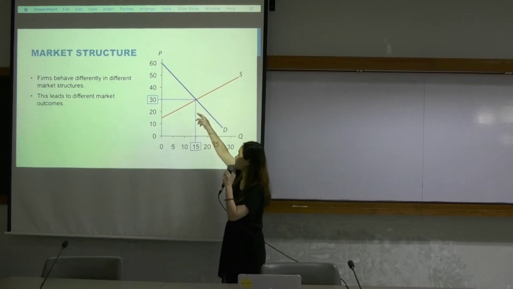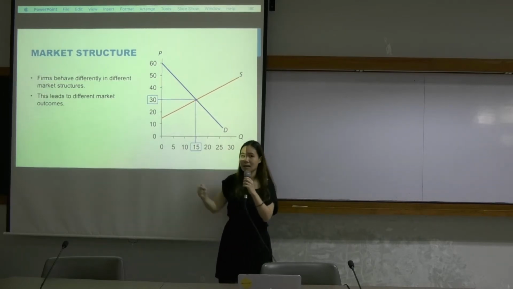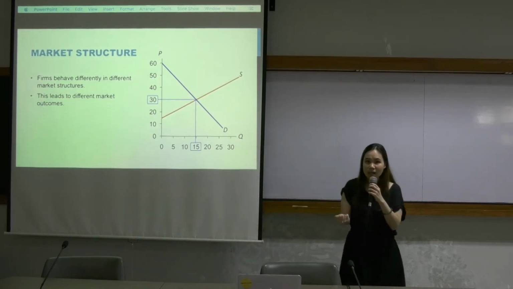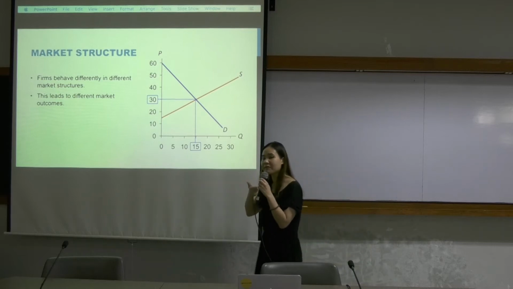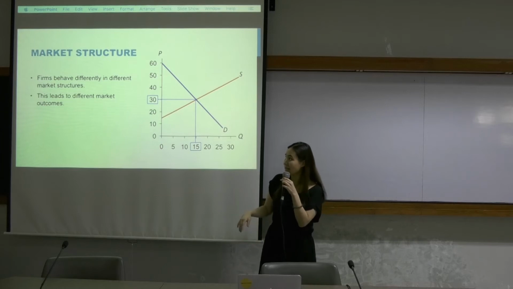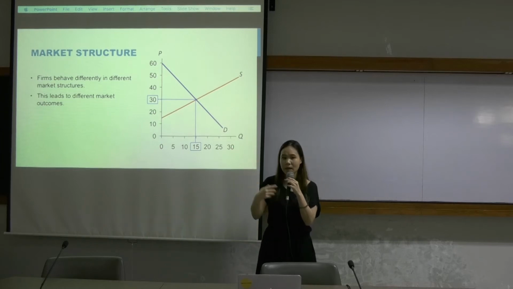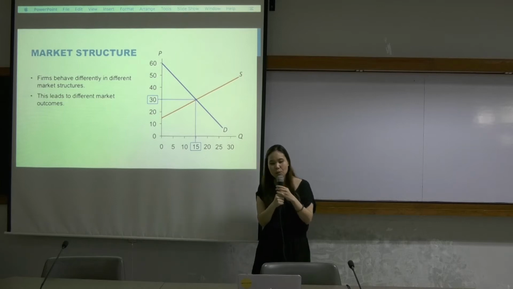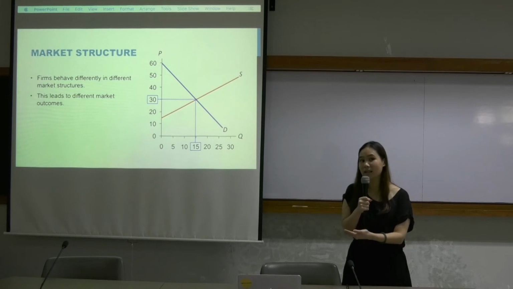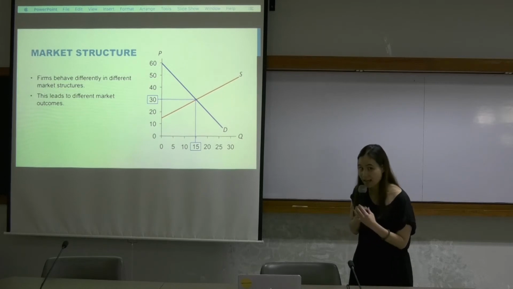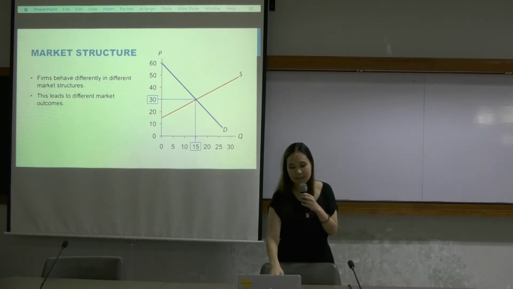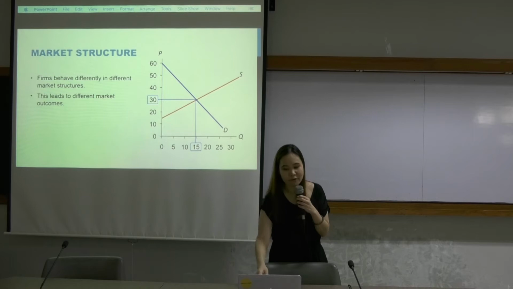Because with different market structures, you end up with different market outcomes, and sometimes consumers are happy, sometimes consumers are not happy, sometimes firms are happy, sometimes firms are not happy. And then when we analyze the outcome onto everyone in society, we can arrive at whether this market outcome is good or bad for the entire society. Okay. So that is market structure and why it is important for us to understand.